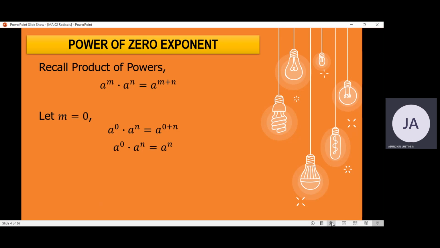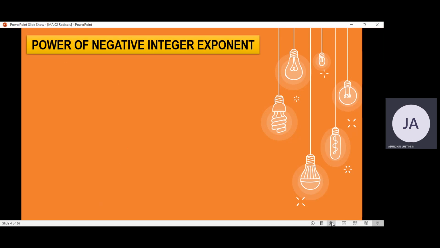So let's manipulate the right-hand side. We can multiply a raised to n by 1 and we still preserve the equation. So we have a raised to 0 times a raised to n is equal to 1 times a raised to n. And then let's divide both sides by a raised to n. We'll have a raised to 0 is equal to 1, which is our power of zero exponent. Let's utilize this also in negative integer exponent.